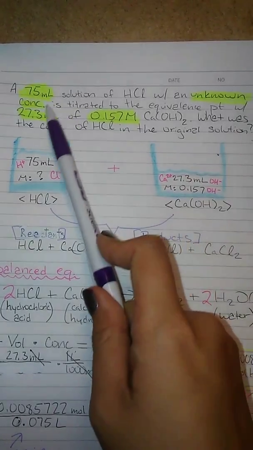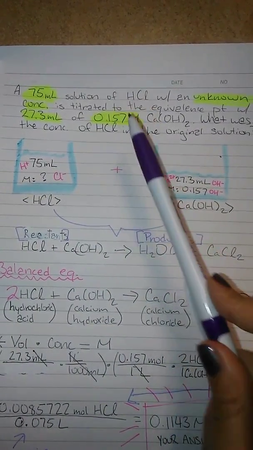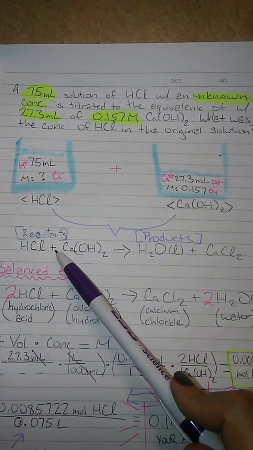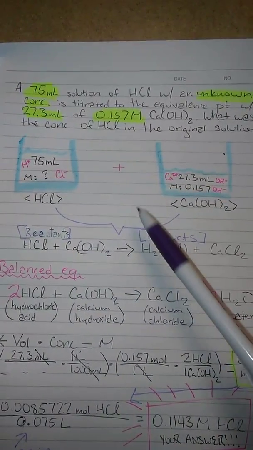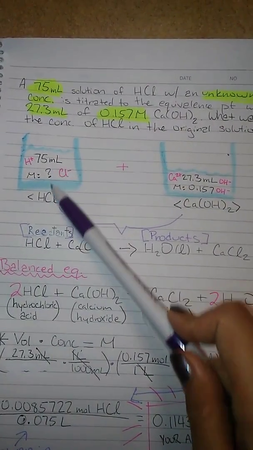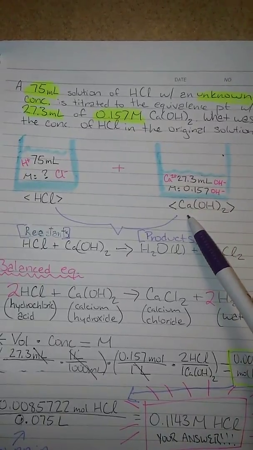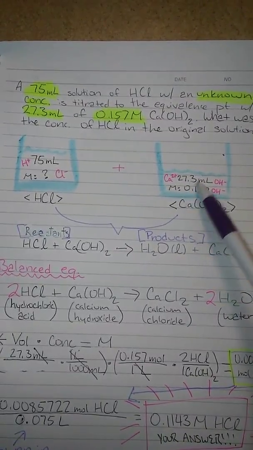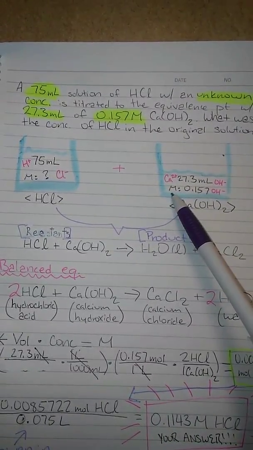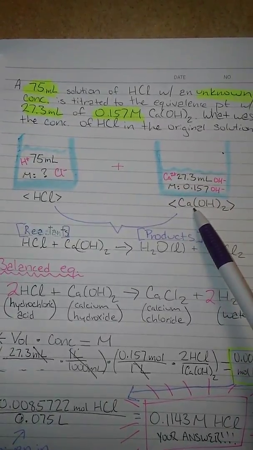So, based off of the information the question has provided for us, we can find out what our basic equation will be. But first, let's visualize what we were given: 75 milliliters of hydrochloric acid added with the 27.3 milliliters of a known concentration of 0.157 molar calcium hydroxide.